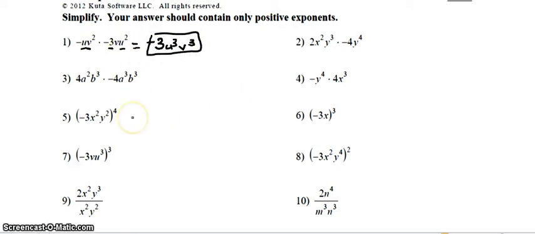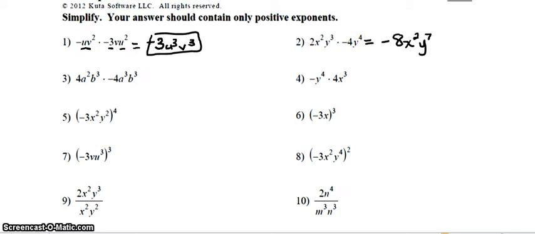Okay, let's also look at number 2 really quick. Start with the coefficients. 2 times a negative 4 is negative 8. Big numbers multiply, exponents add. x squared: I don't see another x, so I just put x squared. Y cubed times y to the fourth: keep the base and add the exponents, y to the 7th.